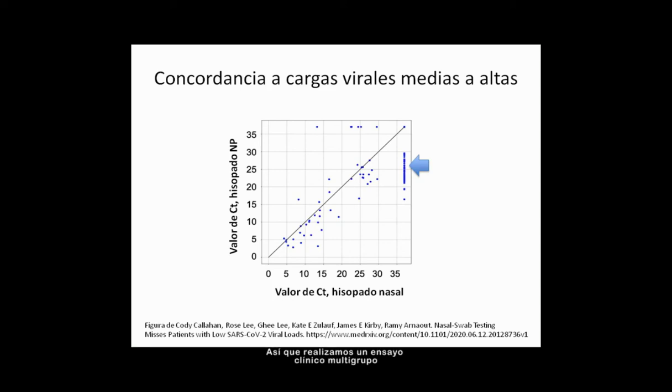So we performed a multi-arm clinical trial to compare the performance of nasopharyngeal swabs to nasal swabs in our patient population. Shown in this graph are the CT values with the nasal swab and the CT values of the nasopharyngeal swab. Anything that was negative, we're reporting as a CT value in this graph of 37. And so you can see that for nasopharyngeal swabs with CT values starting at about 21 and especially going higher, we're missing a lot of nasal swabs.